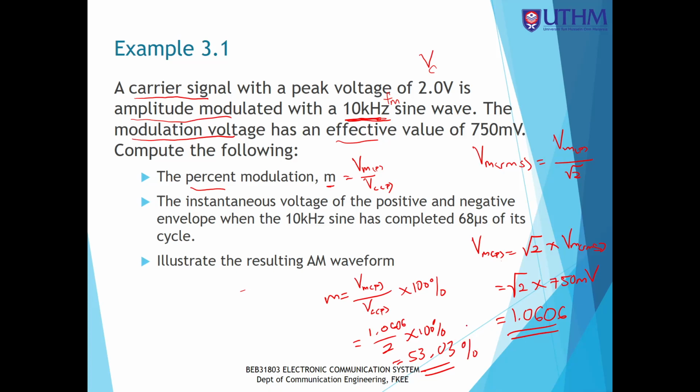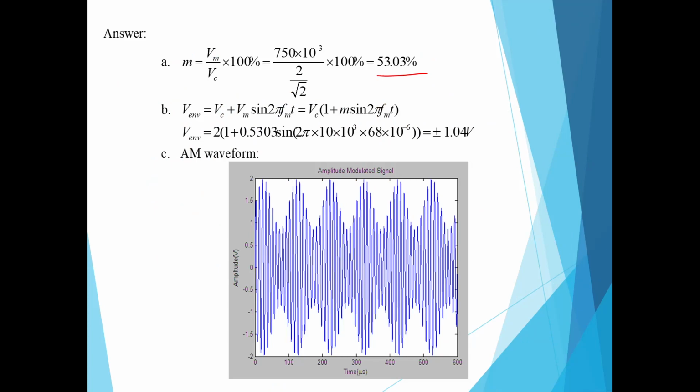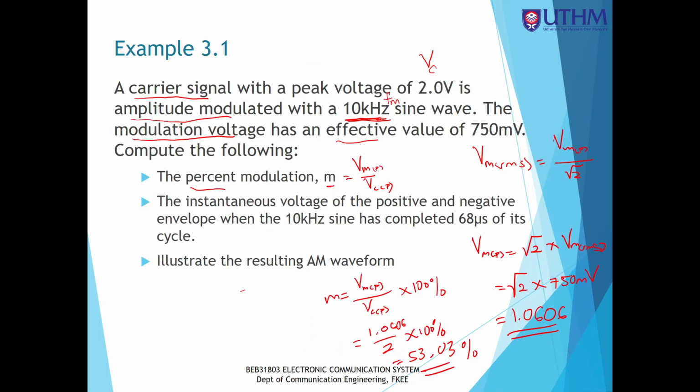Okay, same answer. And then you need to calculate the question: how much is the instantaneous voltage of the positive and negative envelope when the 10 kilohertz sine wave has completed 68 microseconds of its cycle? So how to do this?